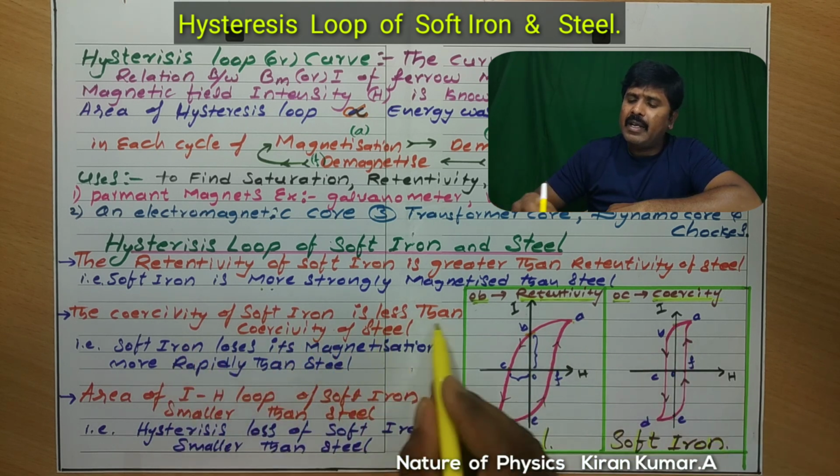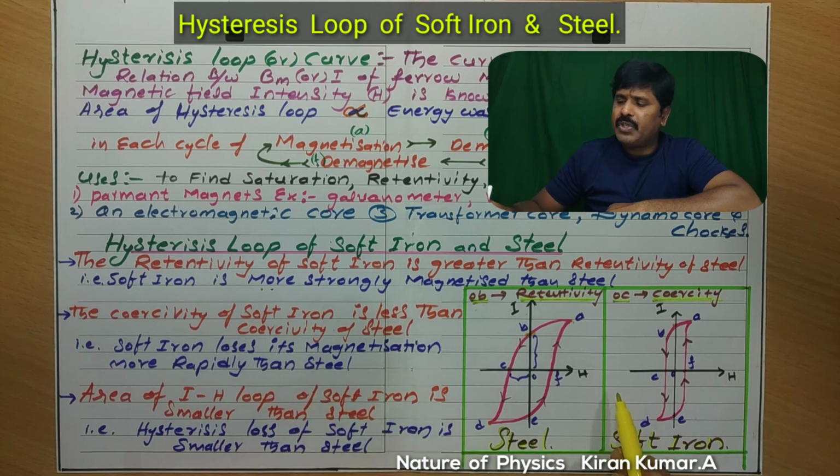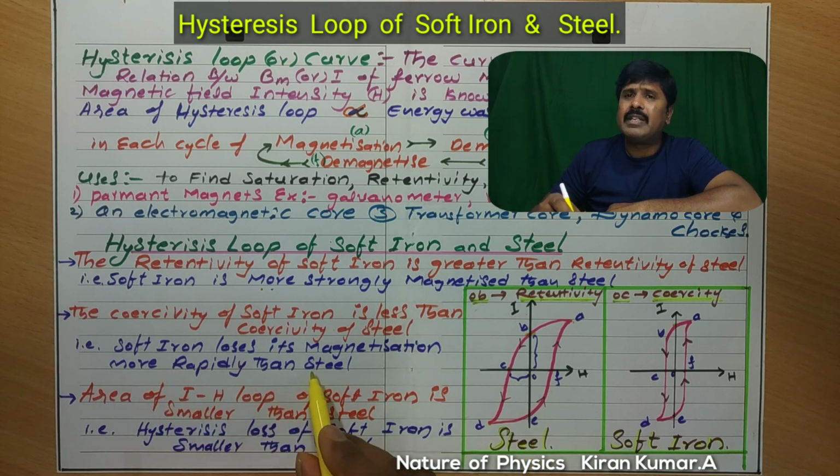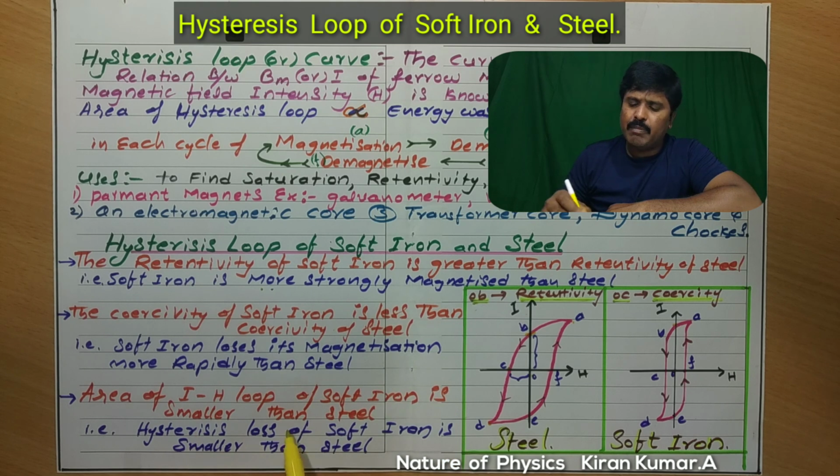And next, the coercivity of a soft iron is less than the coercivity of the steel, student. Coercivity is less for the soft iron compared to the steel. Okay, that's why the soft iron loses the magnetization more rapidly than the steel, student. Okay, and continuation, next one is the area of the I-H loop of a soft iron is smaller than the steel. So hysteresis loss of soft iron is smaller than the steel, student. So clearly represented about the hysteresis loop of a soft iron and steel, student.